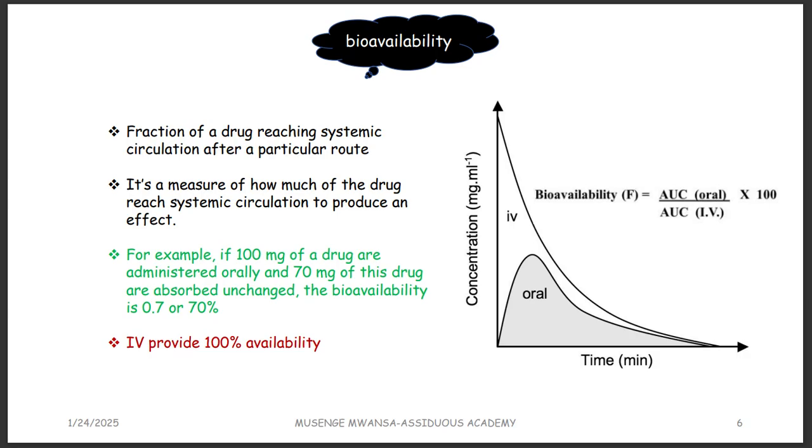So let's say, for example, I got 100 milligrams of a drug and then I gave you to take by mouth. Of that 100 milligrams of the drug, only say 20 milligrams of that drug actually reached the body where it is supposed to go. That is the bioavailability. So bioavailability is going to be that 20 out of the 100 that I gave. So it is a fraction of the drug that is reaching systemic circulation after a particular route. It's actually a measure of how much of the drug reaches systemic circulation to produce an effect.